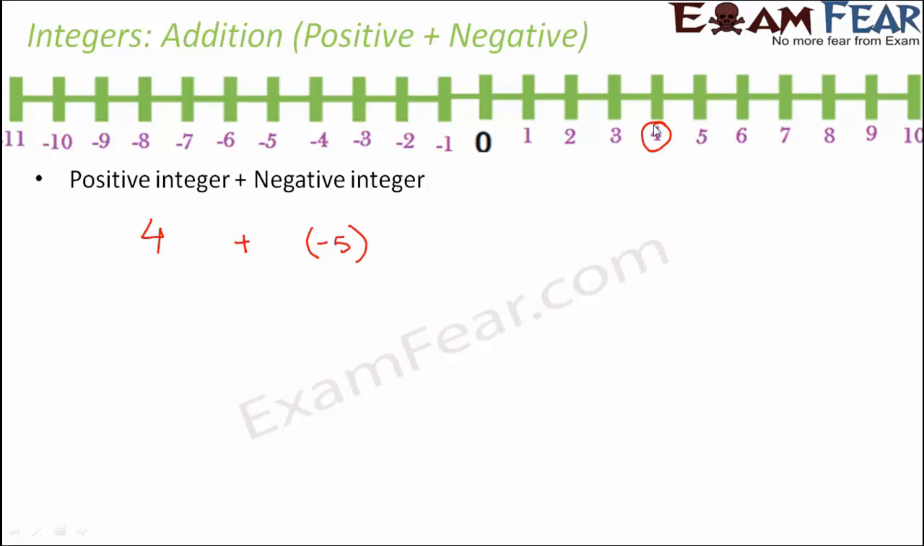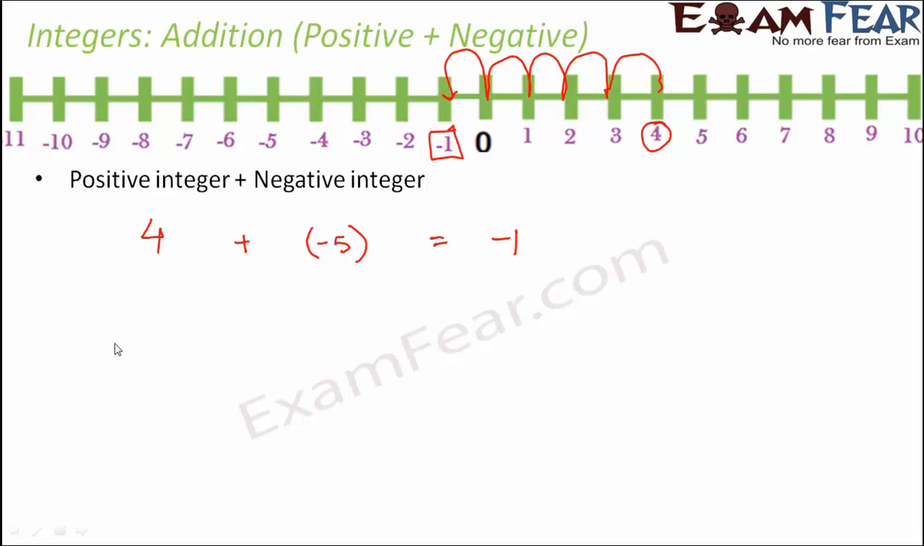Now tell me whether we will move towards the right or left, because we are adding a negative integer. So adding negative things to our life, is that the right thing to do? No. So we will not move towards right, we will move towards left. How many steps towards left? 5 steps. So 1, 2, 3, 4, 5. Where have we reached? We have reached at minus 1. So we will say that 4 plus minus 5 is equal to minus 1.